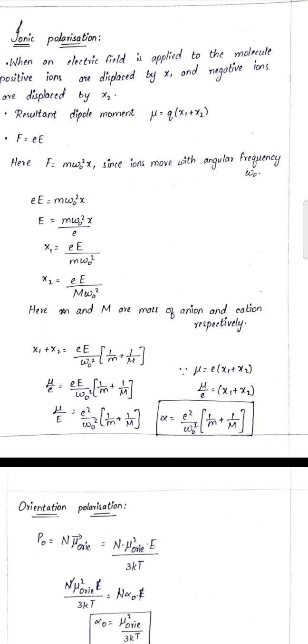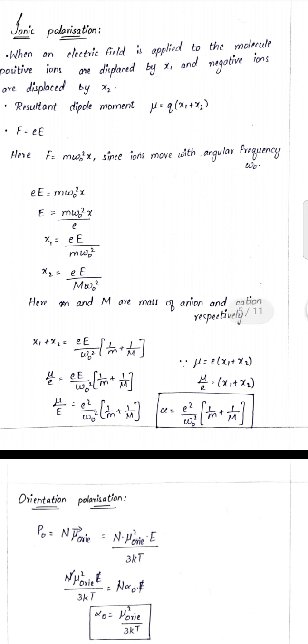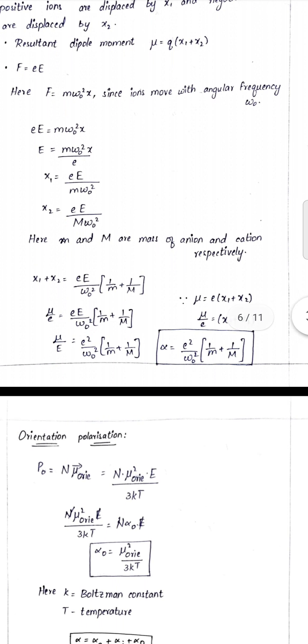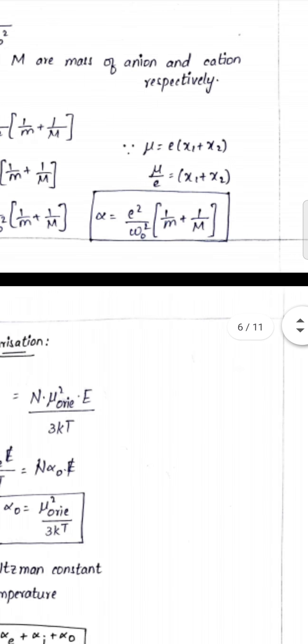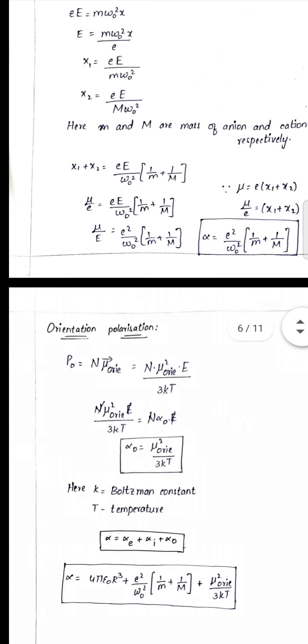Now by adding x1 plus x2 and by taking common, we get x1 plus x2 is equal to small e into capital E by omega naught square into 1 by m plus 1 by M. Here we know that mu is equal to e into x1 plus x2, and mu by E is equal to e into (x1 plus x2) by E. So mu by E is equal to e square by omega naught square into 1 by small m plus 1 by capital M. So finally, since polarizability is the dipole moment per electric field, we get ionic polarizability as e square by omega naught square into 1 by small m plus 1 by capital M.